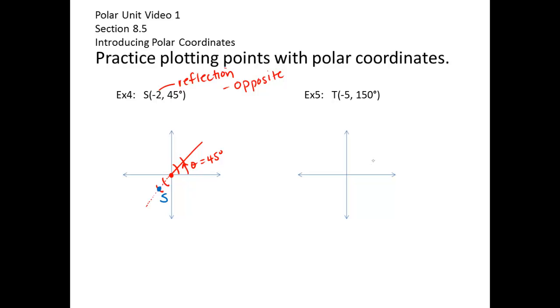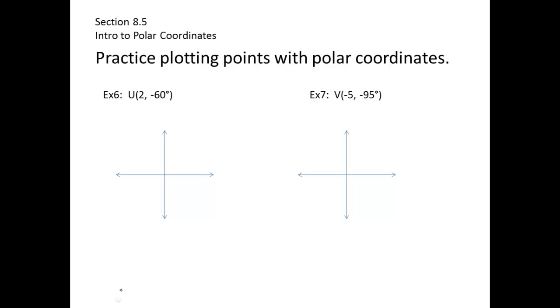So 150 degrees, so we're going to draw that. 150 is over here. And then if we were to trace that all the way through, and then I wanted to use 5 units from the pole, then this would be my point here, T. All right, let's mix it up even more.